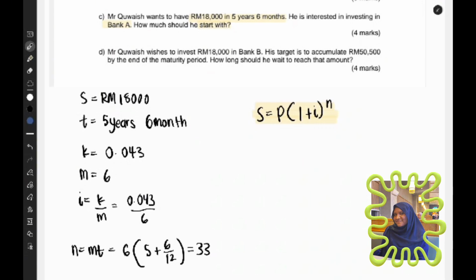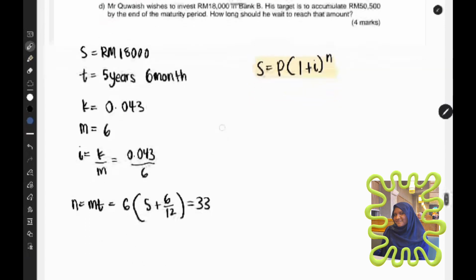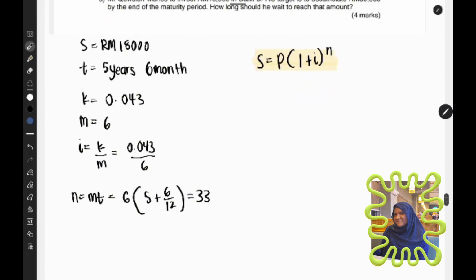So let's transfer all the information that we have. First, S is RM 18,000. T is 5 years, 6 months. K is 0.043. M is 6. I is K over M, which is 0.043 over 6. n equals M times T, so our value for n is 33.